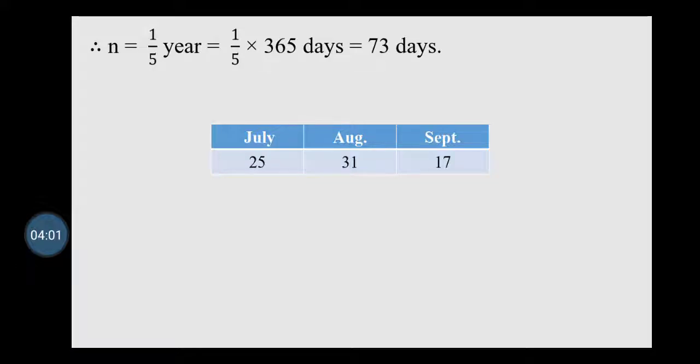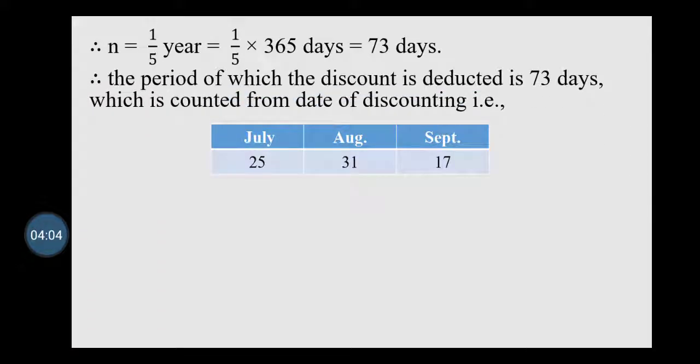Okay, is it clear? The period for which the discount is deducted is 73 days. Student, here this 73 days is that period for which discount is deducted, which we count from the date of discounting. This period should be counted starting from the date of discounting. So, now we have to count the number of days. From which date? Date of discounting. As the date of discounting is 6th of July.